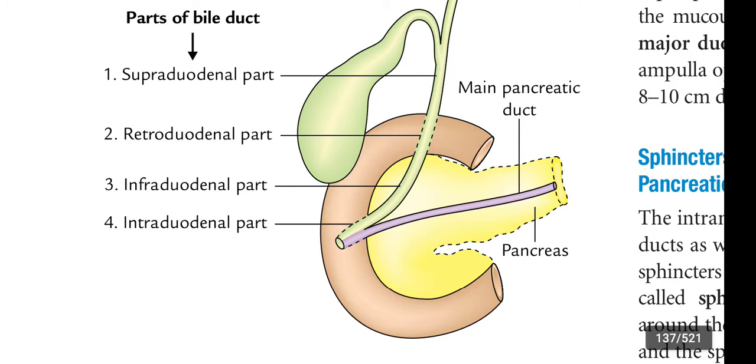Supra means superior, infra means inferior to the duodenum, and intra means inside. First part is superior, second part is retro, that means on the back side. Infra means inferior to the duodenum, and intra means it is the inside part of the duodenum. Okay, these are the 4 parts of the bile duct.